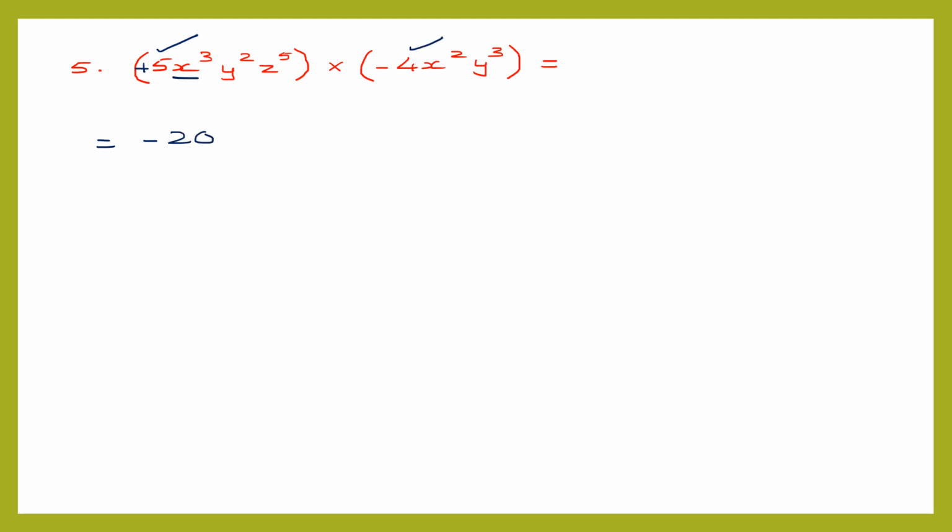Let's take each literal. x cube into x square is x to the power of 5. y square and y cube is again y to the power of 5. And we have only z there, z to the power of 5. So what is our answer? Minus 20 x to the power of 5 y to the power of 5 z to the power of 5.